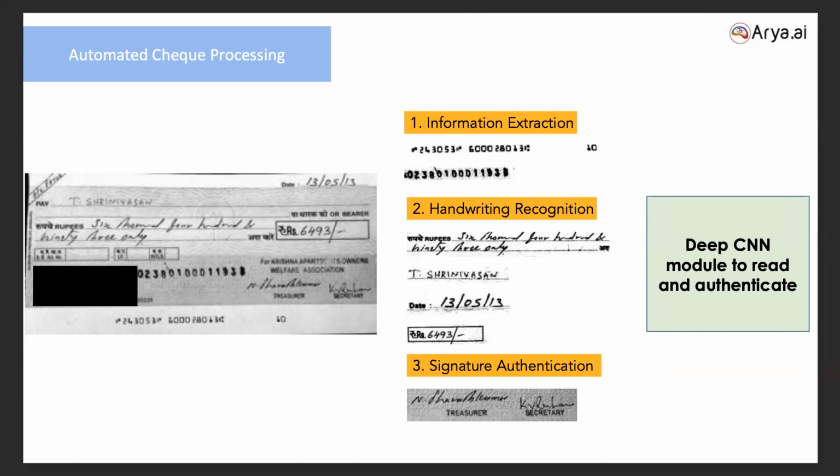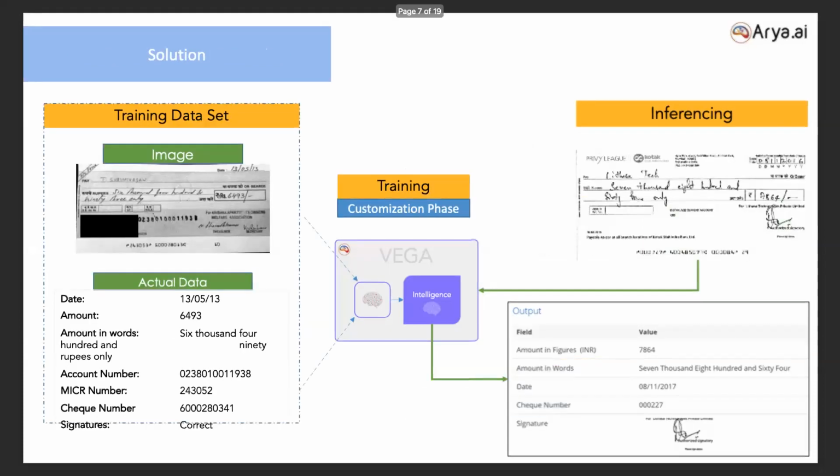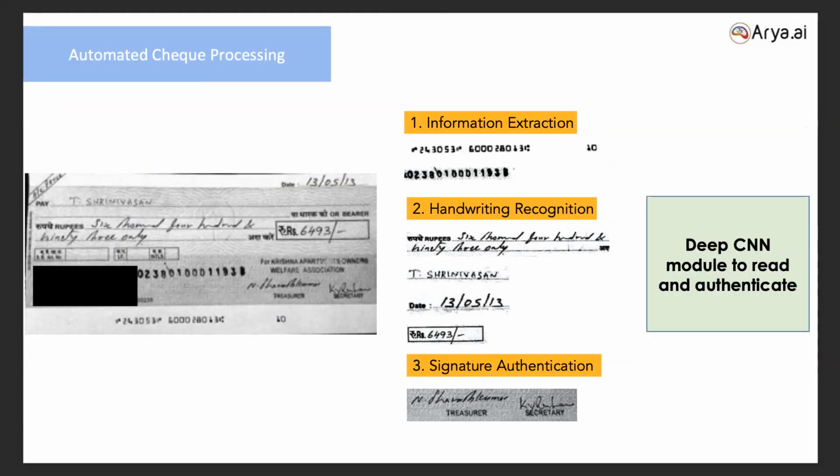These are segregated into digitized information, which is printed on the check, and freely handwritten information, which is the date, the amounts, both amount in words and figures, and then the signature, which is a different aspect of trying to figure out the patterns. So for this we use CNNs. That's how we train the system.